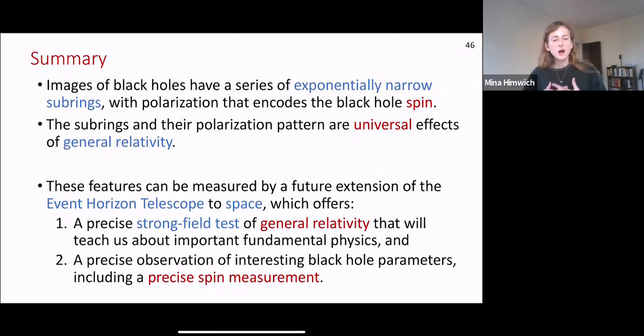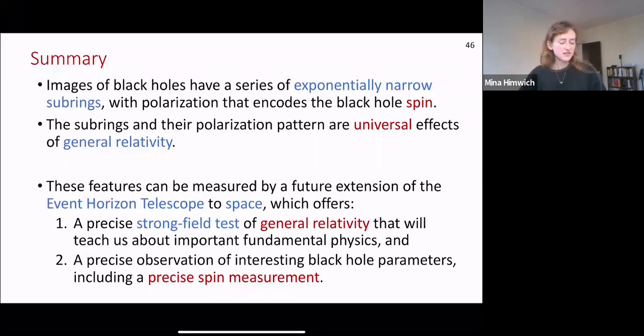And we actually hope to measure these things with a future extension of the Event Horizon Telescope, the next generation Event Horizon Telescope, which is the next iteration of the EHT, to space, which can provide a precise test of general relativity in the strong field regime that hasn't been done before, and teach us about fundamental physics, as well as allow us to make precise observations of these parameters, including spin.